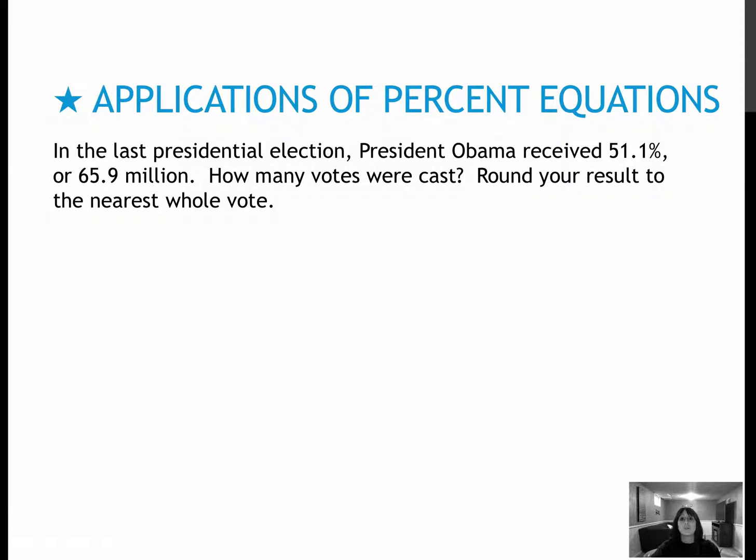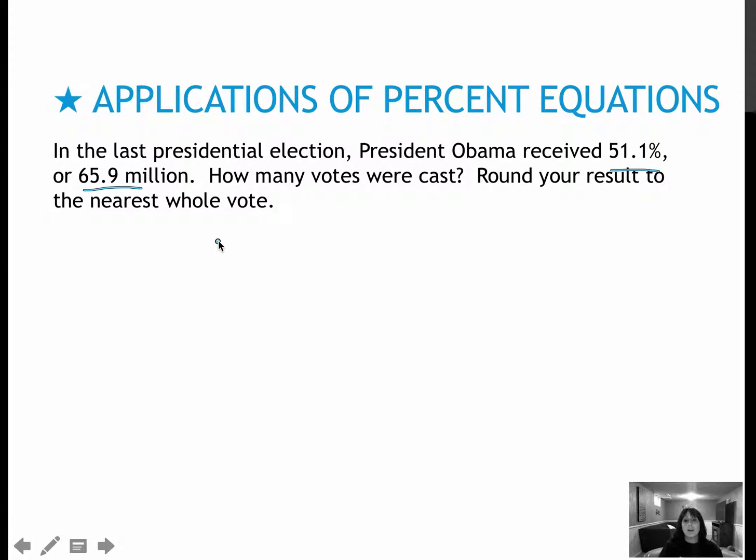Here's a question for you to try on your own. In the last presidential election, President Obama received 51.1% of votes, which is the same as 65.9 million. So the question is, how many votes were cast? And they want us to round our result to the nearest whole vote. Obviously we can assume 65.9 million is a rounded number, but because they asked for the nearest whole vote, we're going to have to do a little bit of work here.